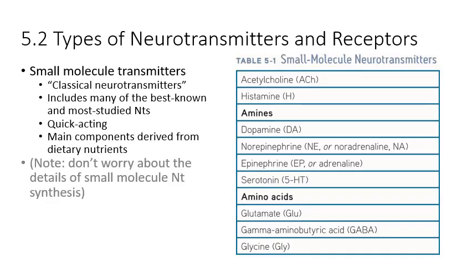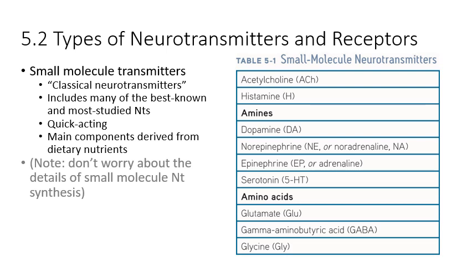Small molecule transmitters are the classic neurotransmitters. Those are the ones you've probably heard about the most, and it includes most of the best known and most studied neurotransmitters. They're quick acting because they're small, and the main components to synthesize these neurotransmitters are derived from dietary nutrients. So this includes things like dopamine, serotonin, norepinephrine, which is also called noradrenaline, glutamate, GABA, histamine, etc.